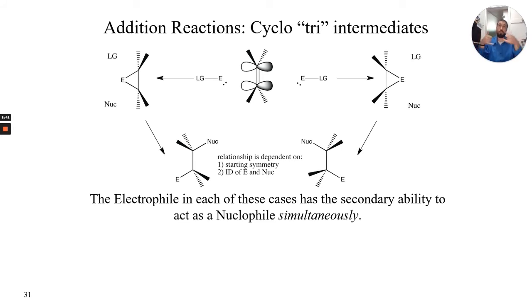And now the relationship between those structures could very well be enantiomers. If it was asymmetric, well now it could really matter and we could end up getting diastereomers. So the relationship between those products is largely dependent on what the identity of the nucleophile and electrophile are and the identity of our starting alkene.